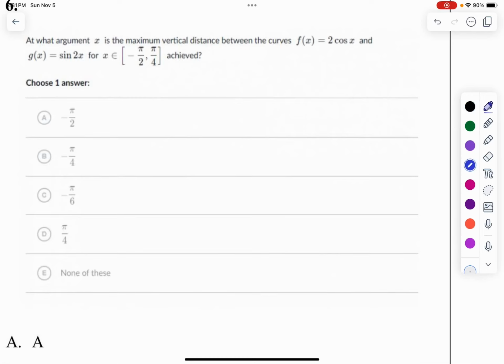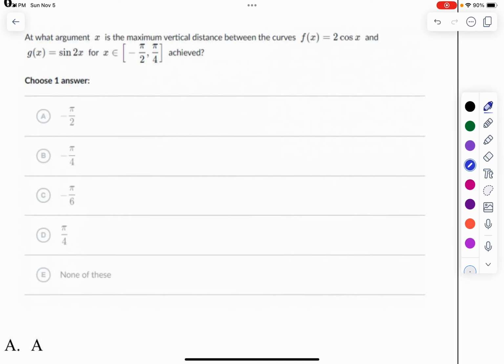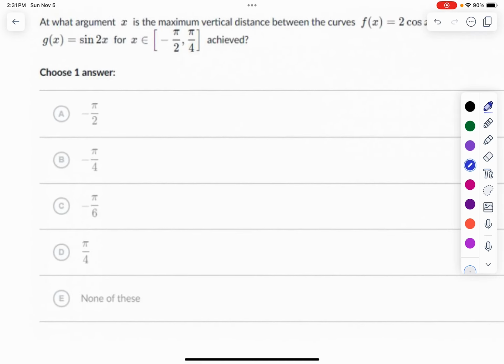Okay, this optimization problem says at what argument x is the maximum vertical distance between the curves f of x equals 2 cosine of x and g of x equals sine of 2x on that interval achieved. So there's a lot of trigonometry in this problem. All the answer choices are in terms of pi, so this can be done without a calculator. So I'll do it that way.